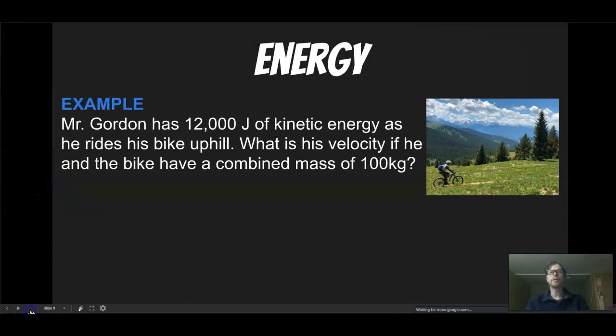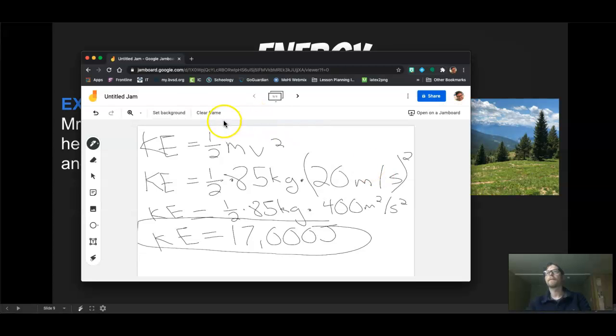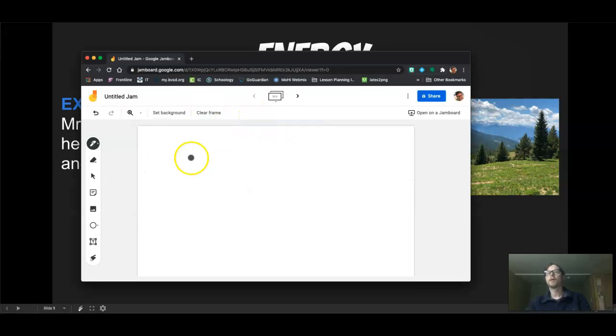Now let's see another example using the same kinetic energy formula. I have 12,000 joules of kinetic energy as I ride my bike uphill, which means I'm really strong. What is my velocity if I and the bike have a combined mass of 100 kilograms? So let's try it again. Once again, I'm going to start by writing my formula down. So KE = 1/2 mv squared. We actually want to know what the v is, so that's our unknown, question mark for that. This is 100 kilograms, and this is 12,000 joules.